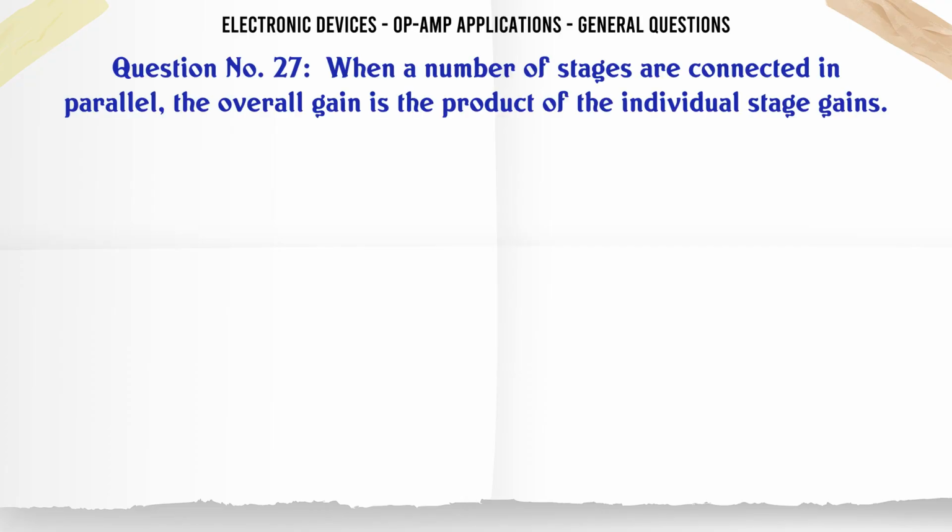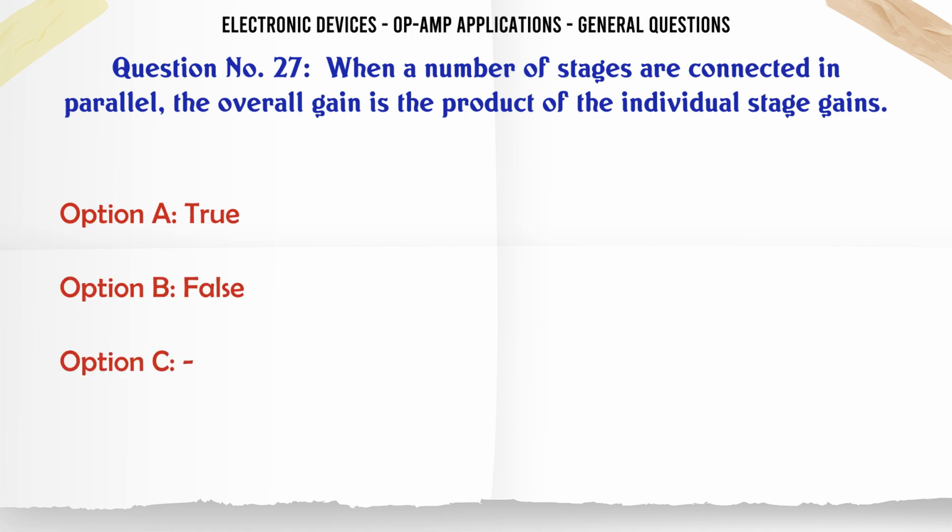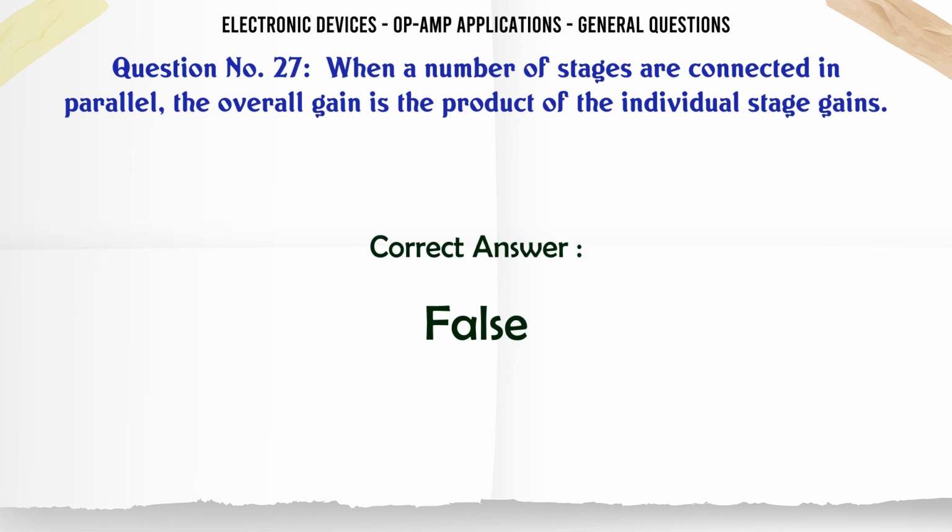When a number of stages are connected in parallel, the overall gain is the product of the individual stage gains. A: true, B: false. The correct answer is false.